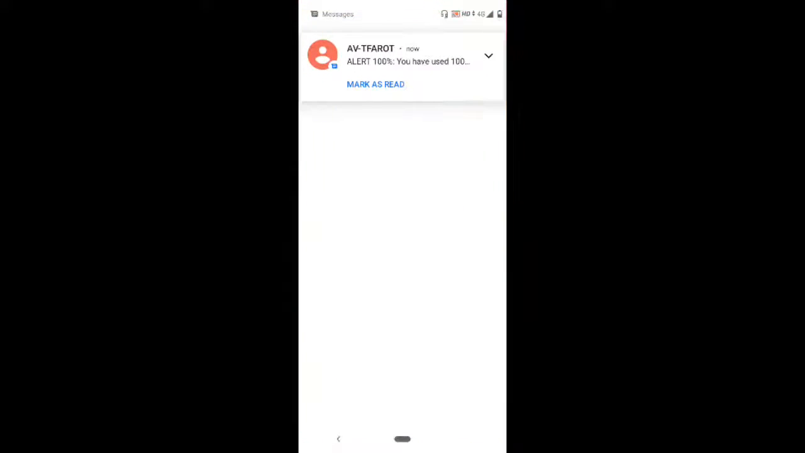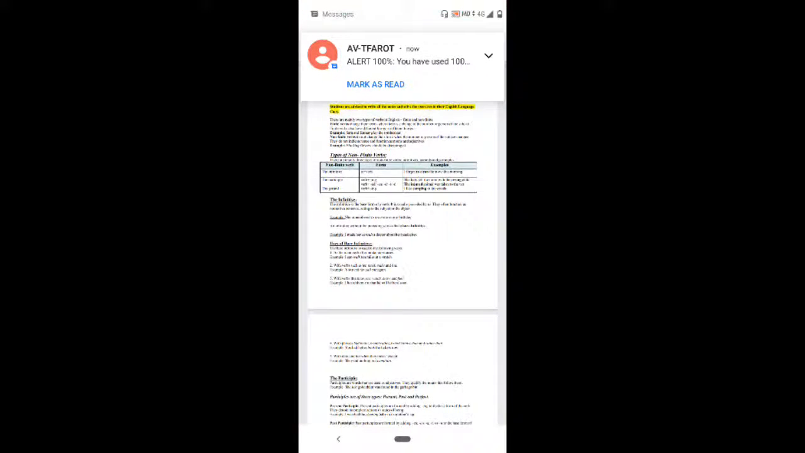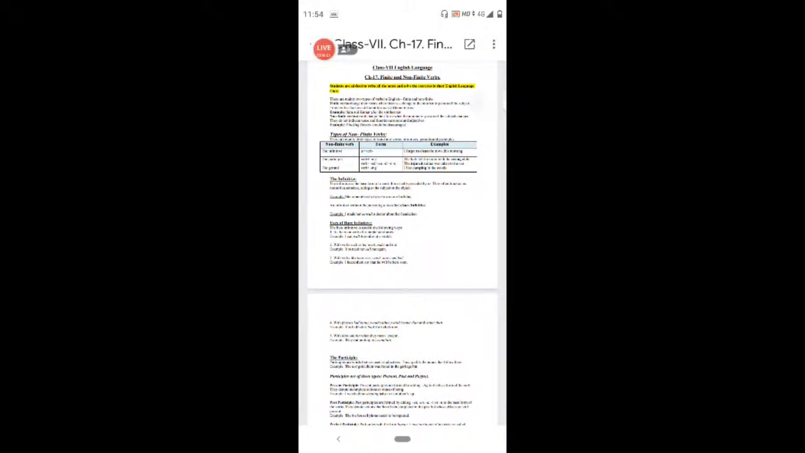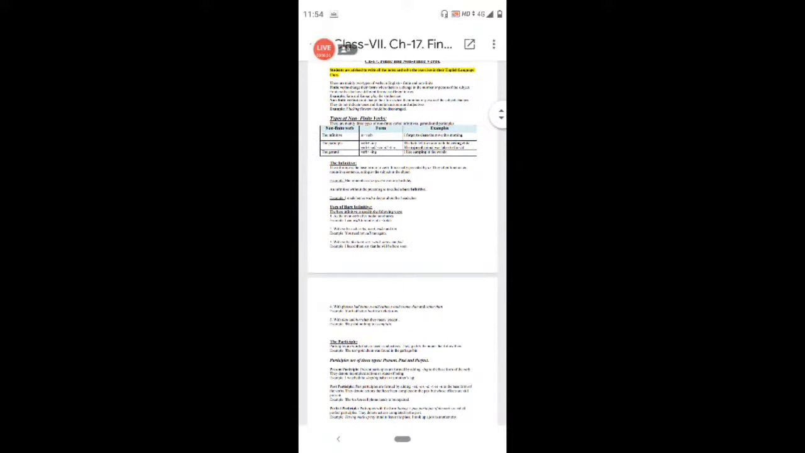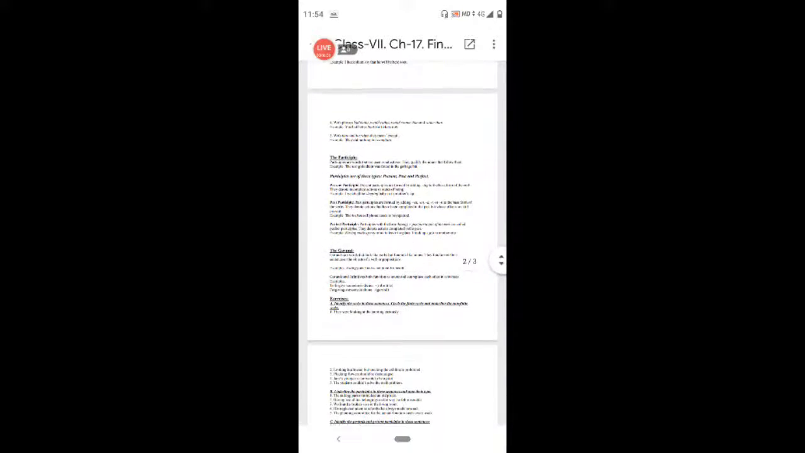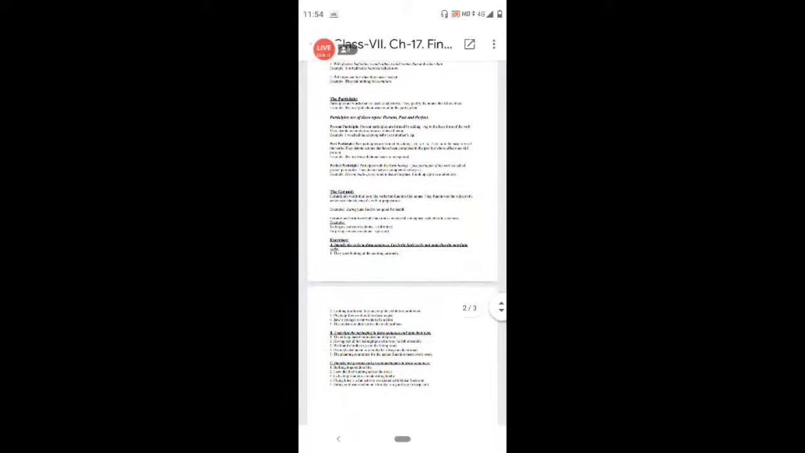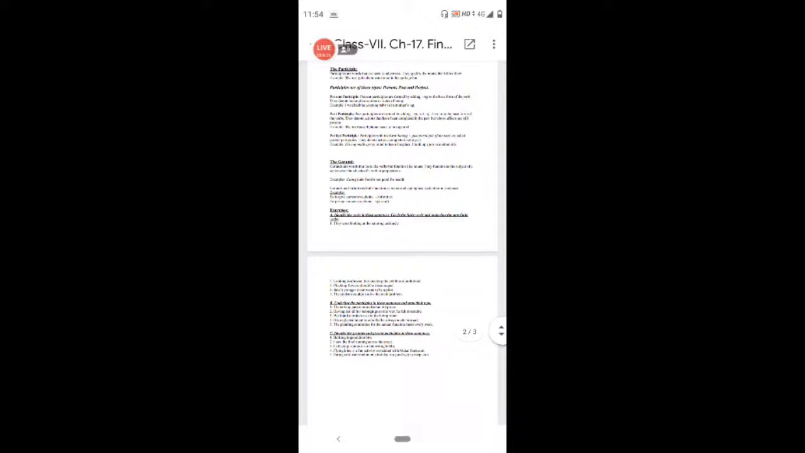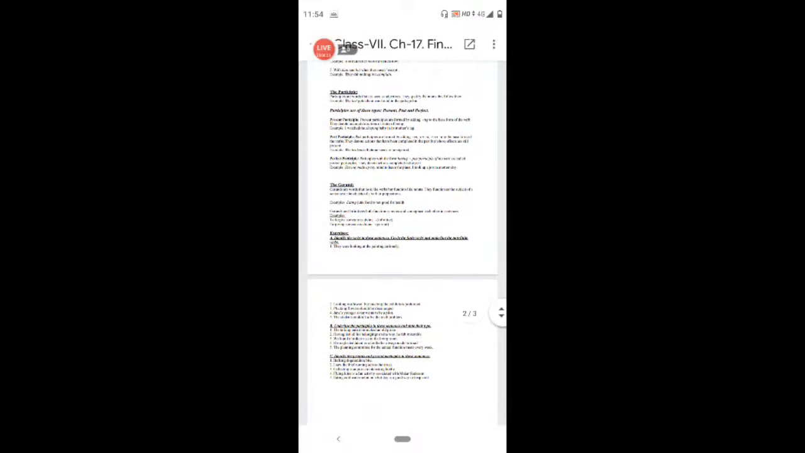So the past participle. Now comes the past participle. The past participles are formed by adding ed, en, d, t or n to the base form of the verb. So they denote actions that have been completed in the past but whose effect are still present. So the actions have completed in the past but the effect are still present.